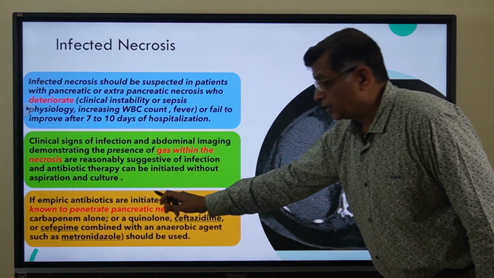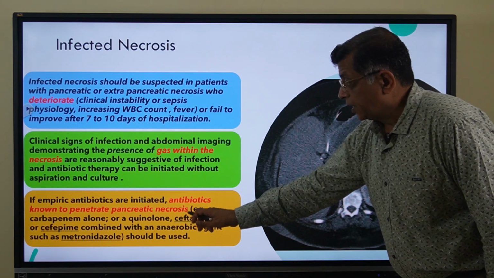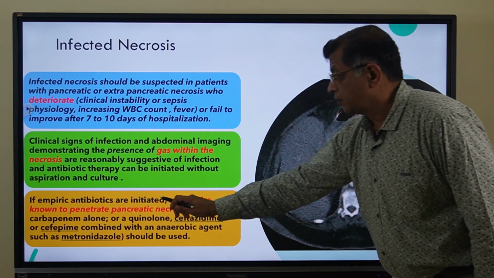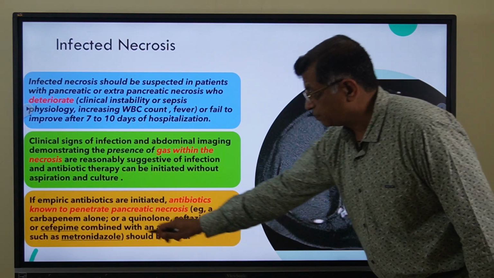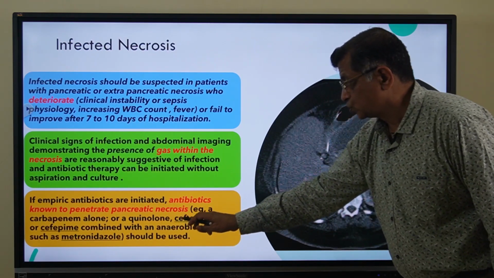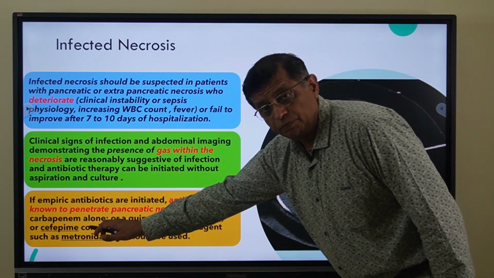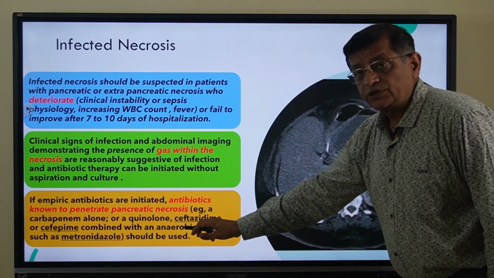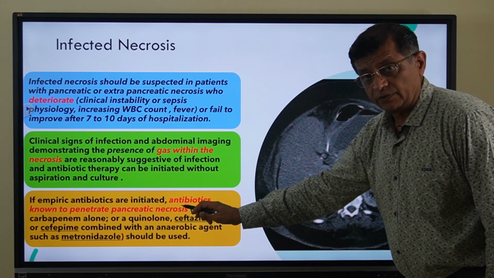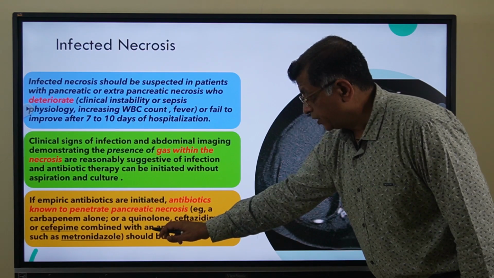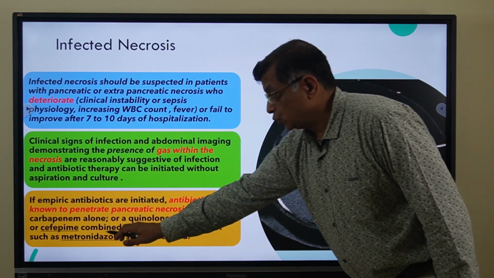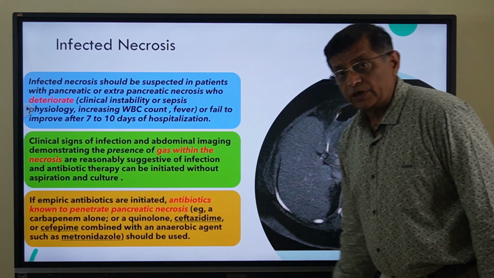If empirical antibiotics are started, right, antibiotics known to penetrate pancreatic necrosis should be used. Examples are carbapenems or quinolones or ceftazidime or cefepime. Gentamicin does not have that much penetration into the pancreas, so that should be avoided. Also use anaerobic cover in the form of metronidazole.